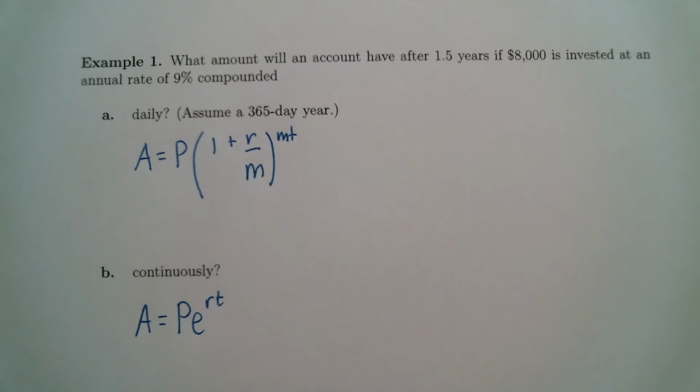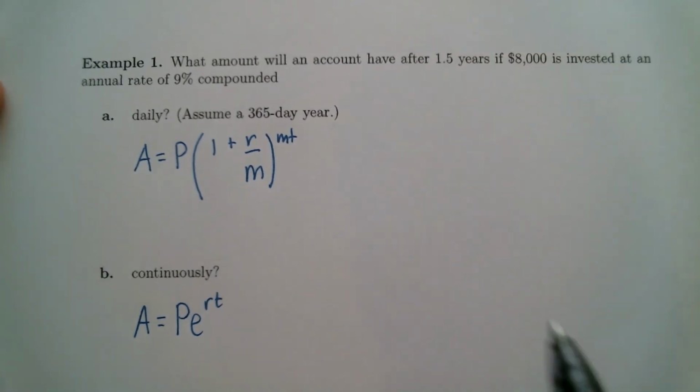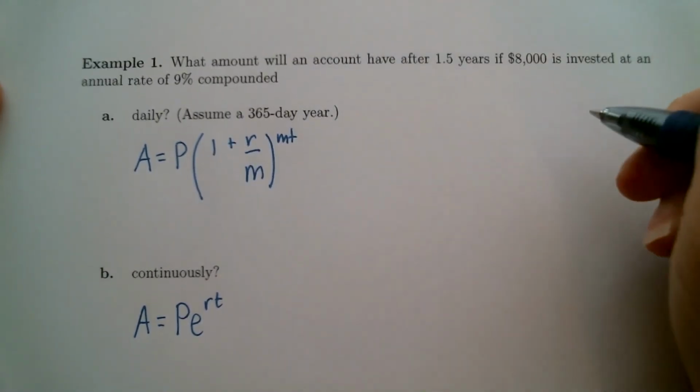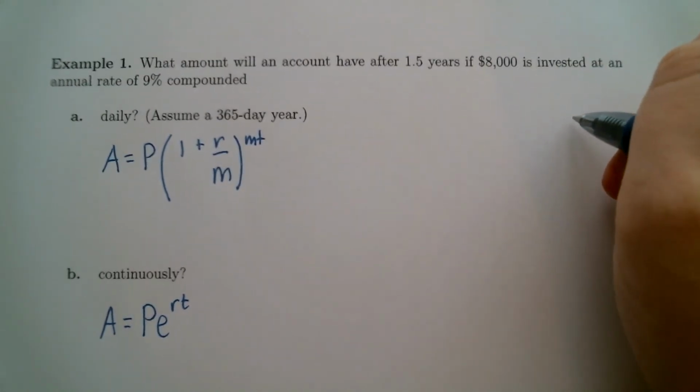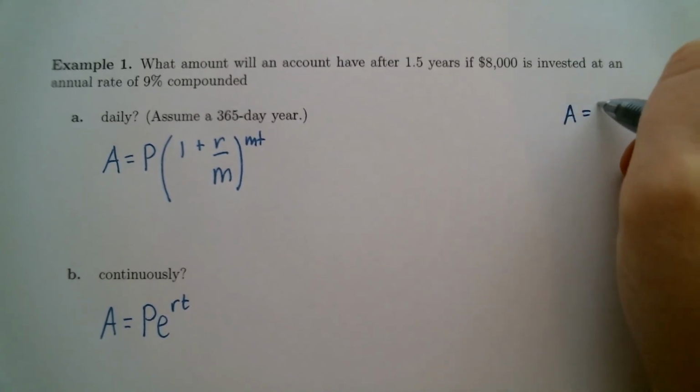Let's see what happens, okay? All right, in Part A, we are looking for, I'll put the variables over here. We're looking for the account balance. How much will the account have after 1.5 years of savings? So we're looking for A.